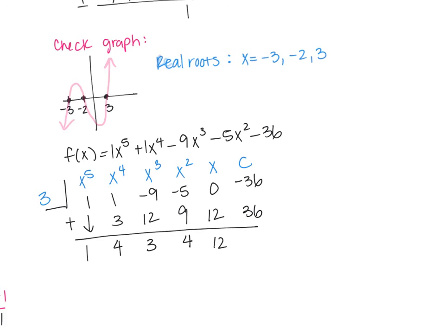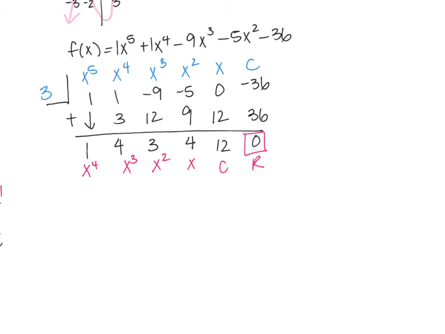So of course, this ends up being 0 for the remainder because this was a real solution that I found, or 3 was a real solution that I found on the graph. So I knew that that had to be a solution. And so this is what I'm left over with. And what we're going to do is take the leftover equation and do synthetic division again to break it down. So this is now x to the 4th, x to the 3rd, x squared, x, the constant, and the remainder.